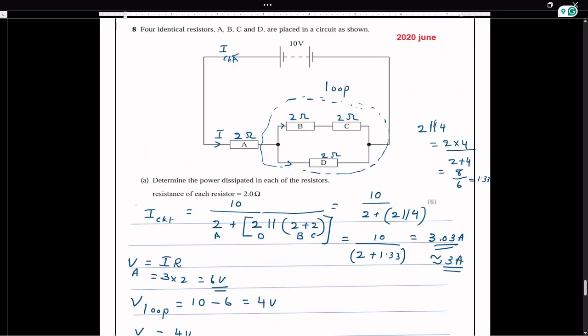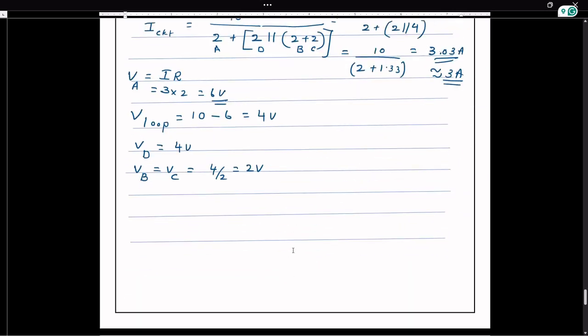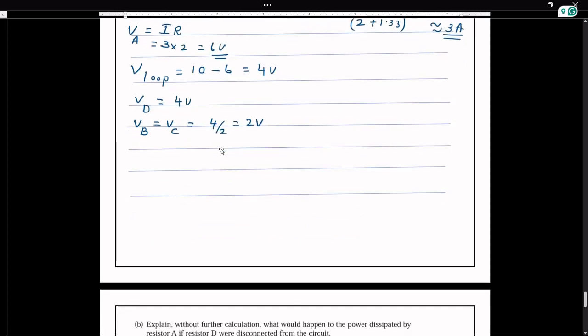See, we got it here. The loop voltage equals 4 volt. That means the first branch, here it is 4 volt, here 4 volt. Now here also 4 volt, that is for 2 resistors. So we are dividing 4 by 2, it is 2 volt. So we got the voltage drop across each resistor.